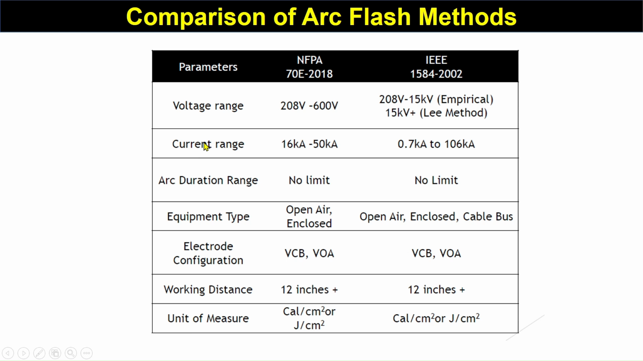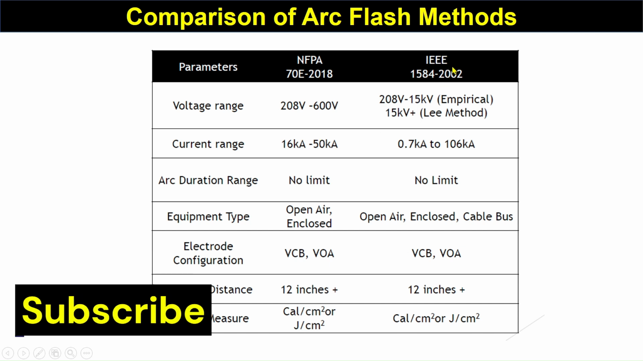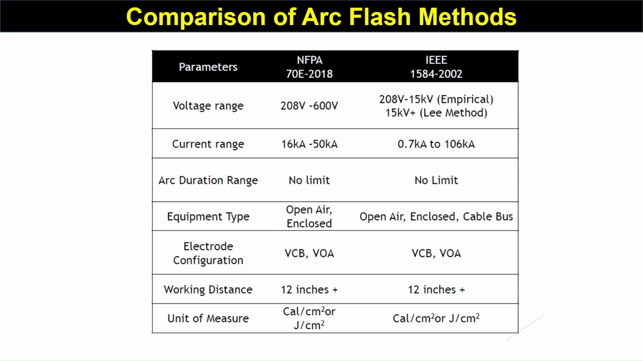Comparison between two methods. We have two methods, NFPA 70E 2018 and IEEE 1584 2018, and now IEEE 1584 2018 is also coming. These are the two methods, one is NFPA and another is the IEEE method, to calculate the electrical arc flash. The parameters are voltage range.